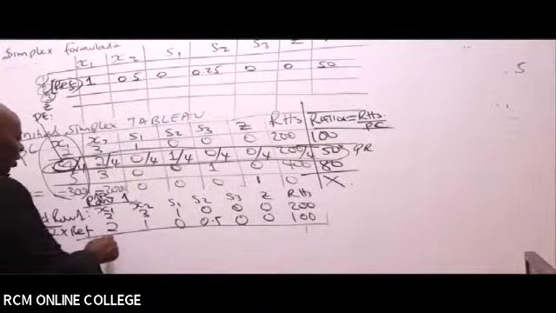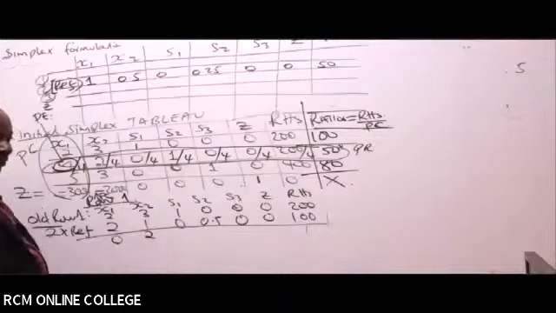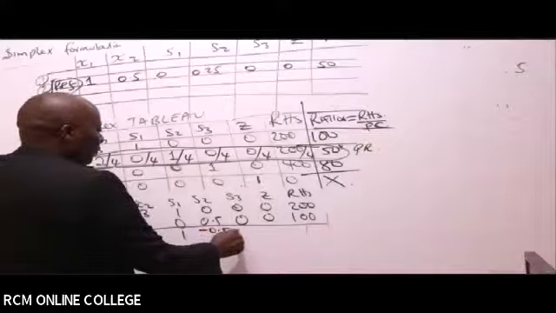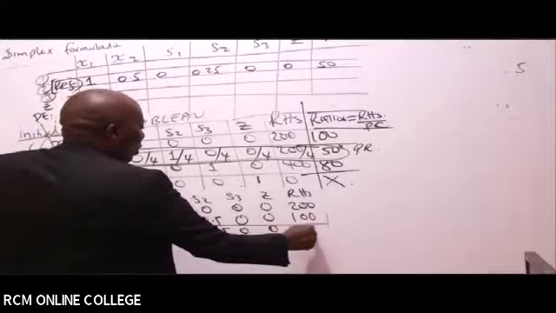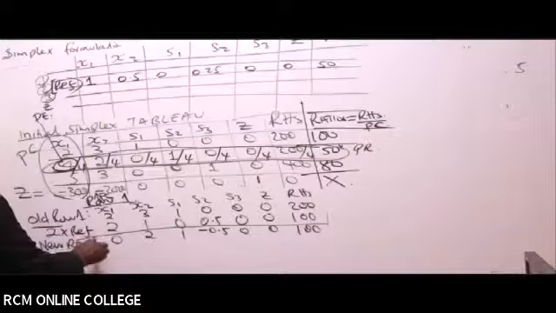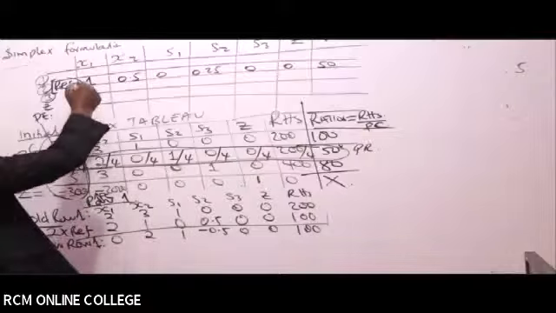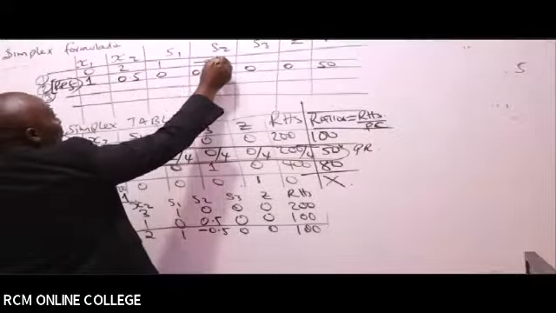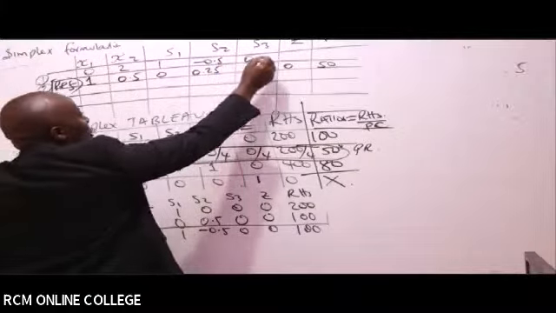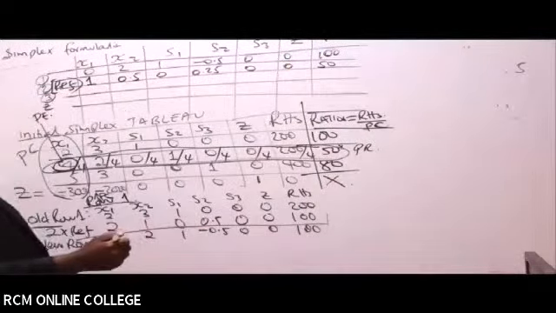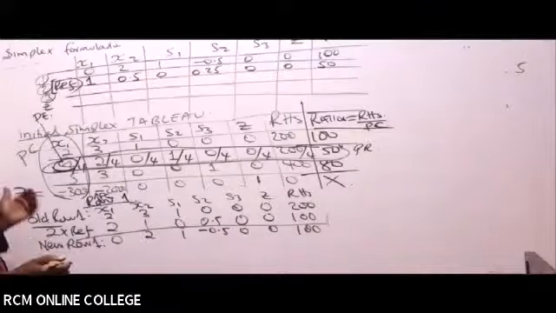So the reductions: here we have a 0, here we have a 2, here we have a 1, here we have a minus 0.5, a 0, 0, and then a 100. So this is the new row 1. New row 1, we have 0, 2, 1, minus 0.5, 0, 0, 0, 0, and then we have 100 there.